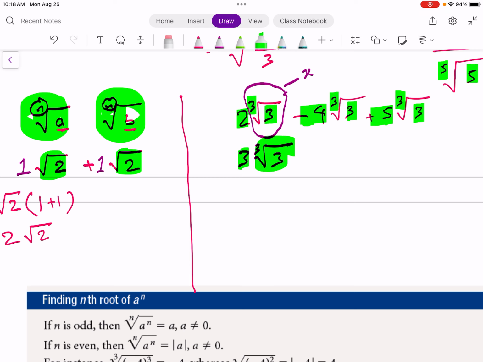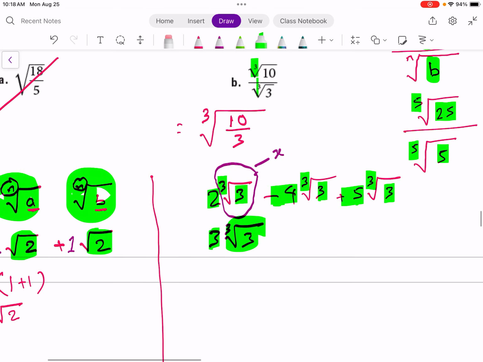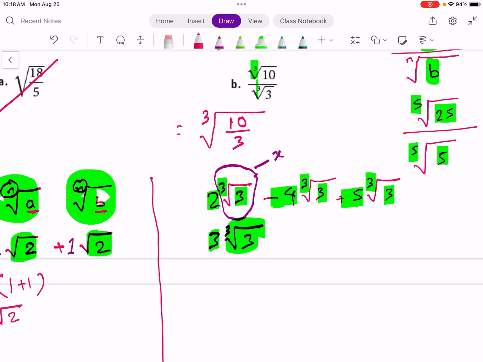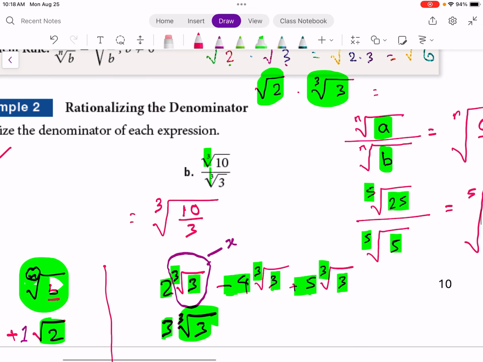So make sure to check the index and radicand whenever you are adding or subtracting. But to multiply or divide, the only thing we need is a common index. So in order to multiply, we must have a common index. That is enough. We do not need the radicand to be exactly the same to multiply or divide. The only thing we look at is the index.